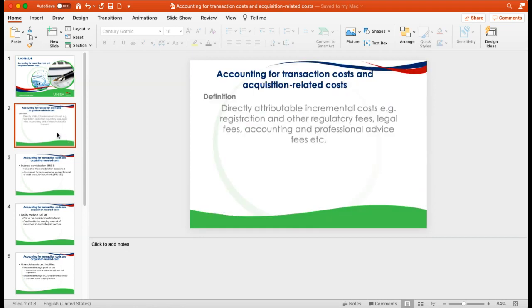These are the costs that are directly attributable to the acquisition or issue of either an equity instrument or a financial instrument. These costs must be incremental in nature. In other words, they would have been avoided if the entity did not acquire or issue the relevant instrument. Examples of this include the cost of registration, legal fees, accounting fees, and many others.